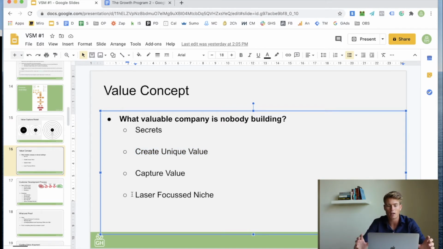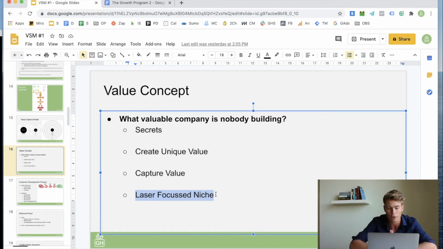The last part of creating a really valuable business and the value concept is to define a laser focused niche. So every business that is able to dominate and create a monopoly and capture high profits starts with a small niche, and then it sequences outwards, because by knowing exactly what it is that you do to start off with and really resonating with your customers and getting really good at what you do, that then allows you to become the dominant force in that space, and then you can expand outwards.